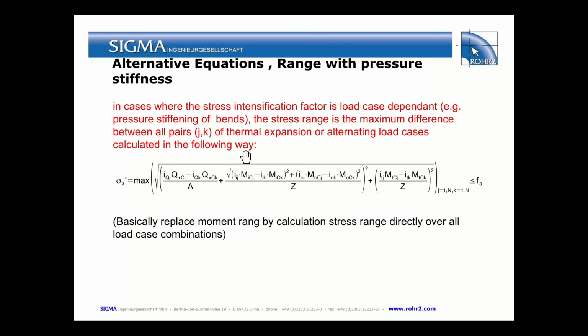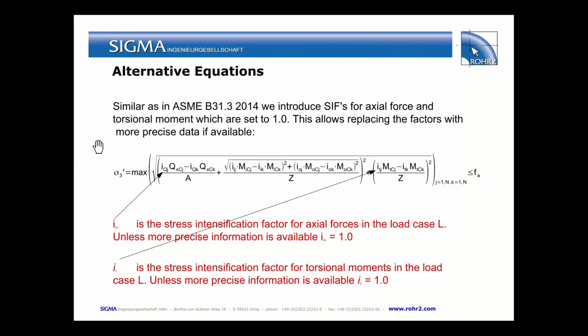Therefore the new stress equation needs to correctly specify that we have to build the biggest difference between two moment situations, including different SIFs. So now this has to be a stress range and no longer just a moment range. As this approach is very similar to ASME B31.3, we also included the fact that the axial forces now can have a stress intensification factor, which is given as 1 until new factors are specified in the norm.